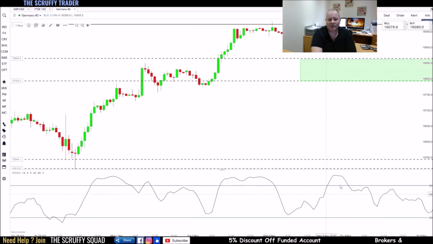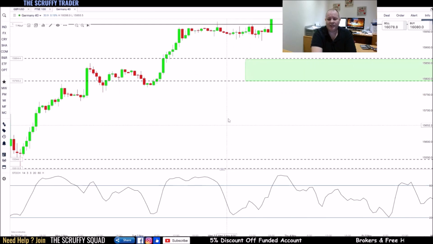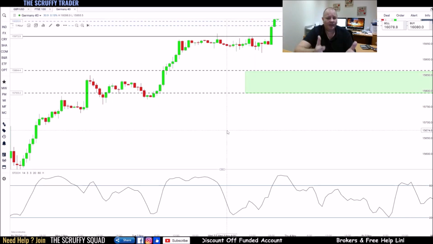And what you're doing is you're following it. Very, very simple. Now you can use this to get in. You can use it to get out. But you're better off using it to see the condition of the chart and use your levels and your candle patterns, etc., to then get in.